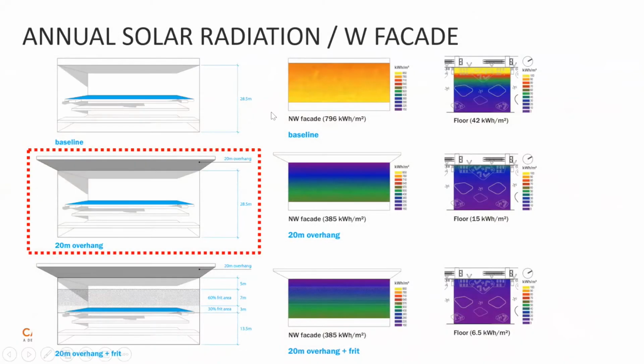So we take a portion of the facade, which you saw. Instead of analyzing the whole facade, we look at it and we see what the baseline would be without an overhang. We're getting about 800 kilowatt hours per square meter. We put an overhang, we're reducing that by half. And then we're adding FRIT to that. We're also reducing the heat gain to the inside even more.